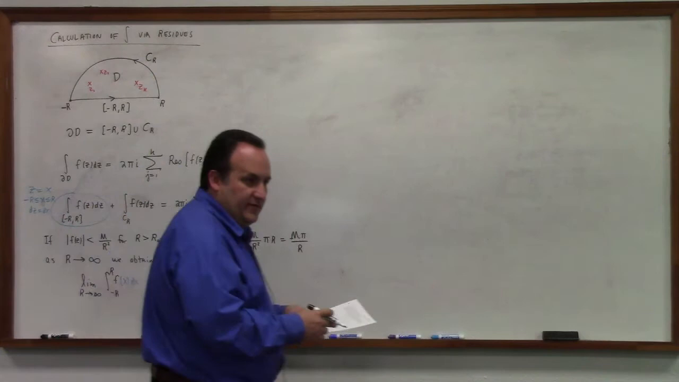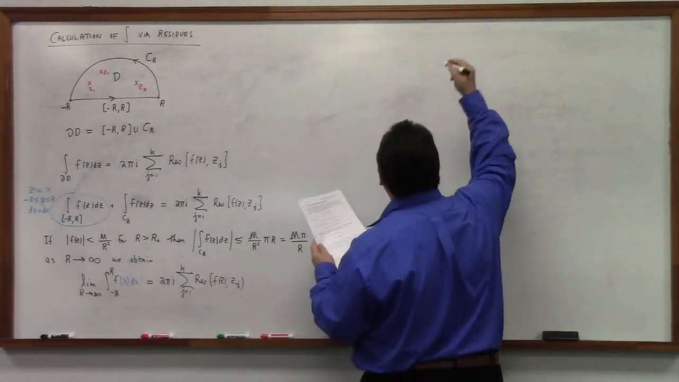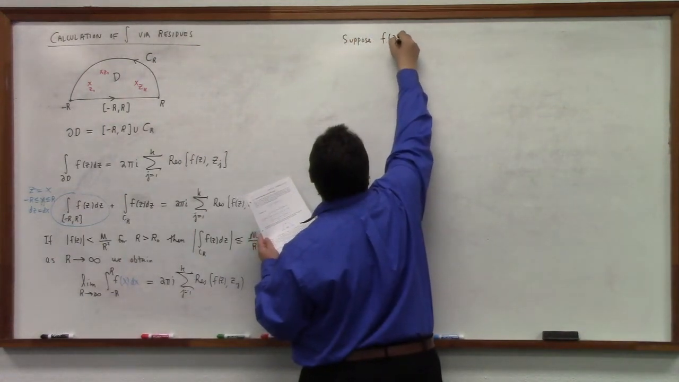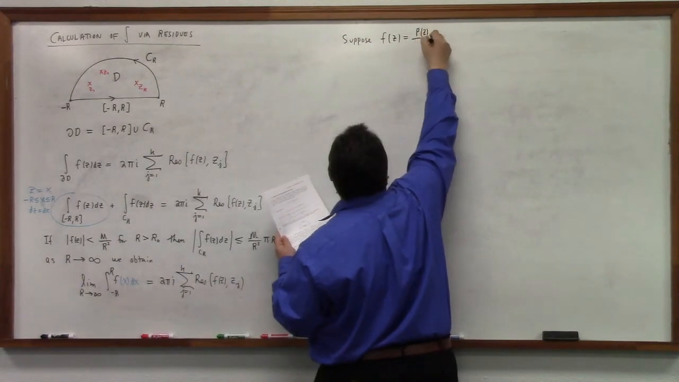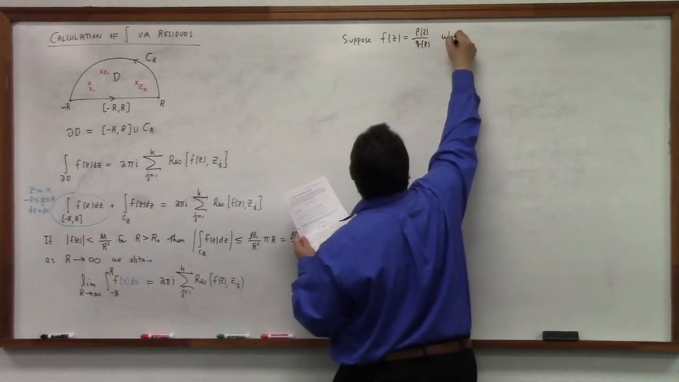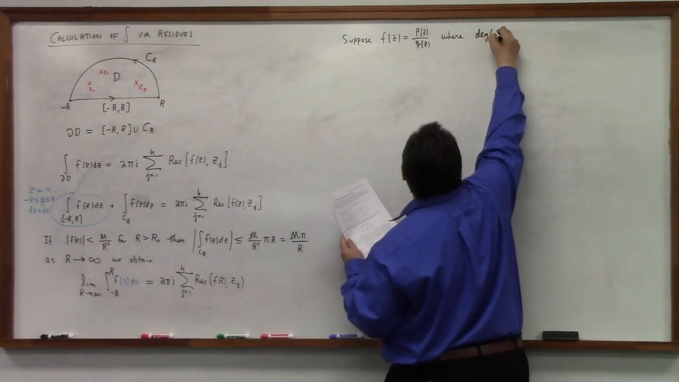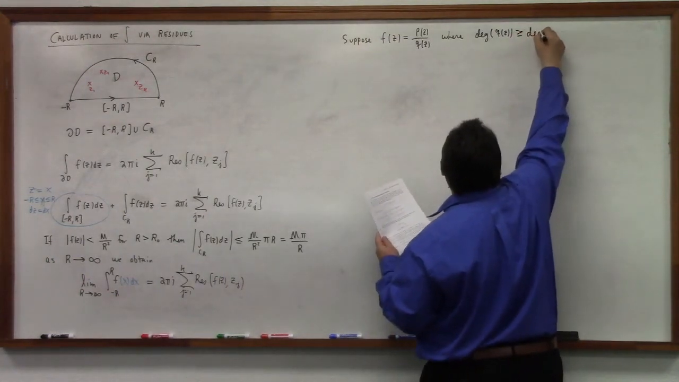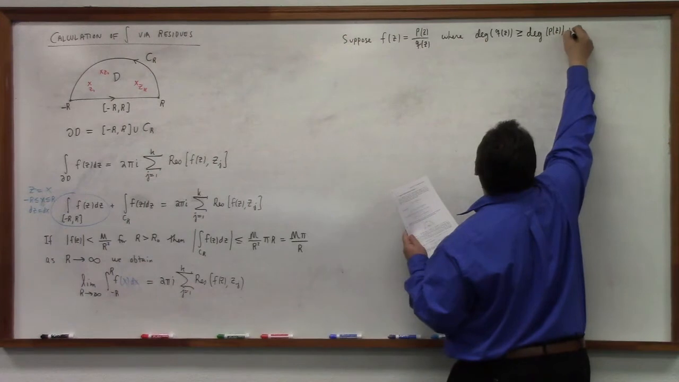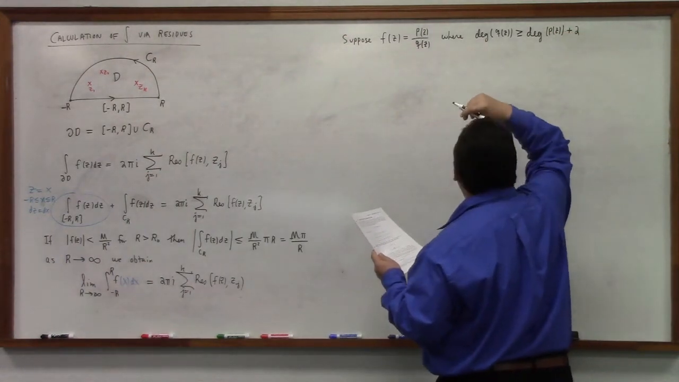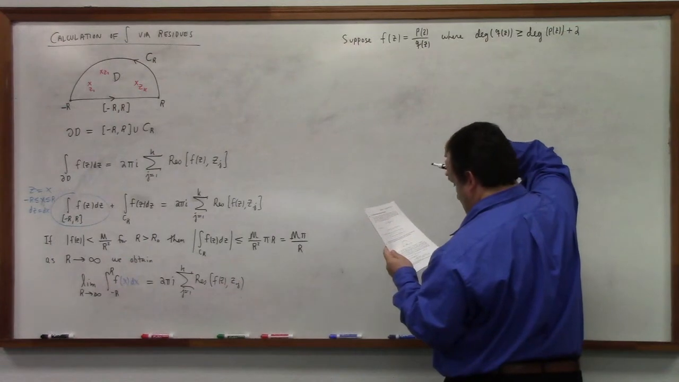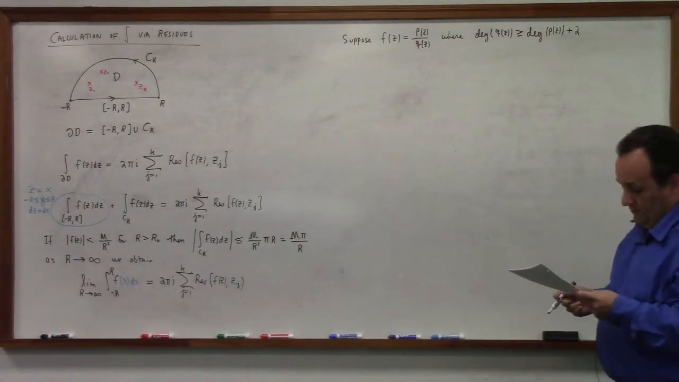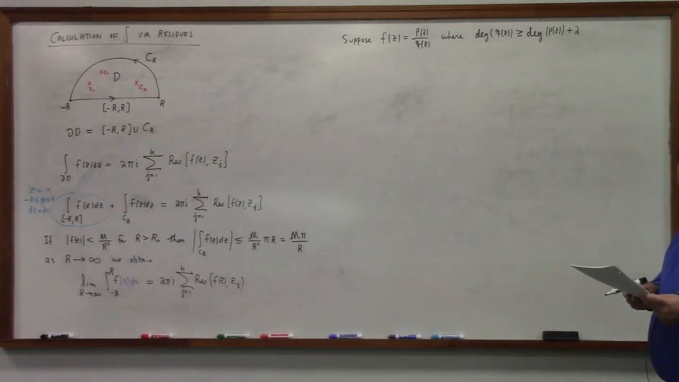So when can you bound a function like that? Here's an example. If we have a rational function, f of z is p of z over q of z, where the degree of q of z is greater than or equal to the degree of p of z plus 2, then you can make this kind of bound happen. Let me remind you how that all goes.